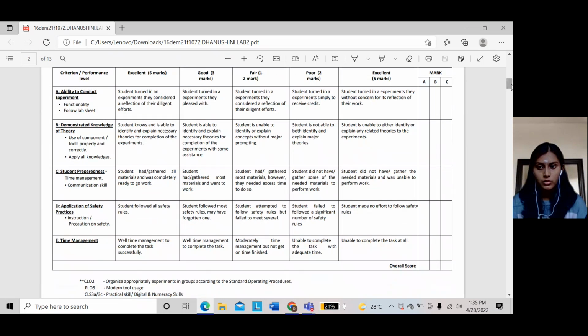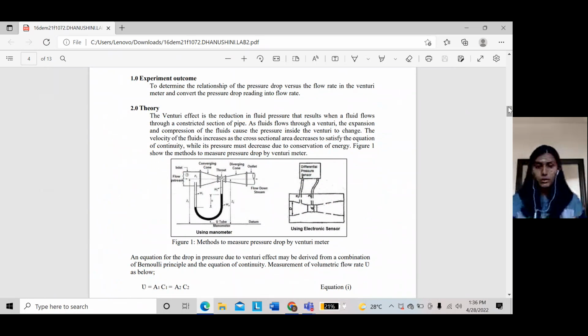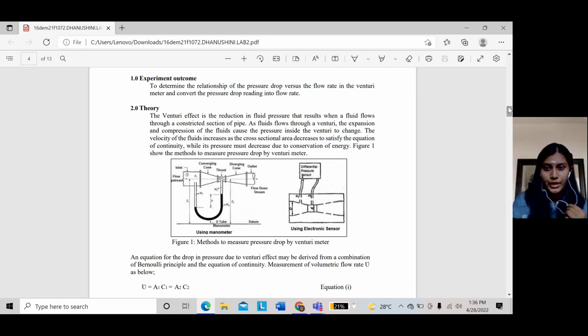So this is the rubric of my report. So now let's see the experiment outcome. The experiment outcome is to determine the relationship of the pressure drop versus the flow rate in the venturimeter and convert the pressure drop reading into flow rate.